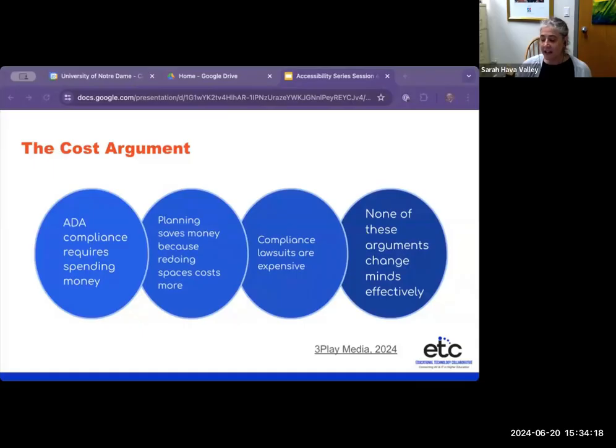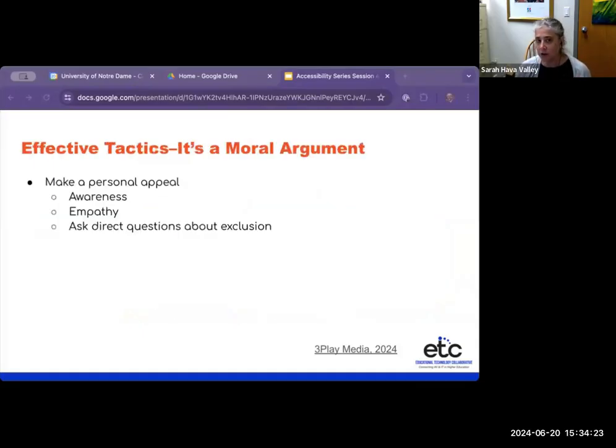But while thinking about cost is necessary, it's also the least effective argument when you're trying to convince stakeholders to prioritize accessibility. So what are effective tactics, right? So much of the resistance we think of when discussing accessibility with stakeholders centers on money, but what generally has been found to work in this sphere is actually appealing to emotions, making a personal appeal.